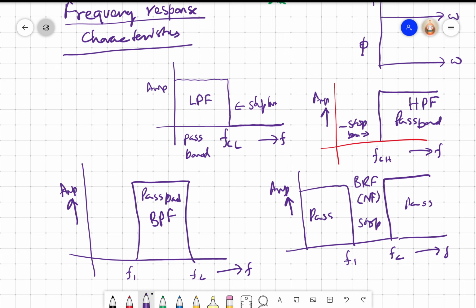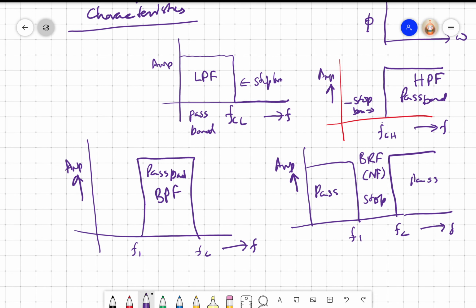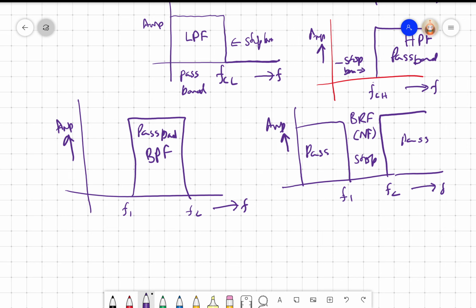One simple such input is, as we have already seen, sine omega t and cos omega t signals, which are repetitive with a period T, where T equals 1 by f and 2 pi f is equal to omega, right? All those things we know from our UG itself. So the frequency response characteristics of a transducer can be four types: low pass filter characteristics, high pass filter characteristics, band pass filter characteristics, and notch filter characteristics.